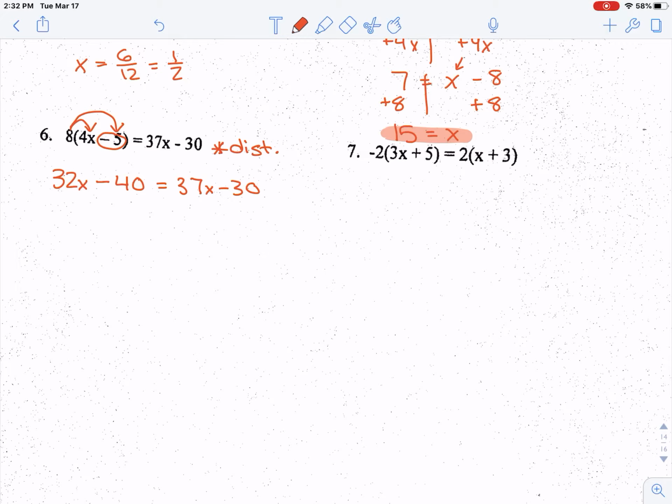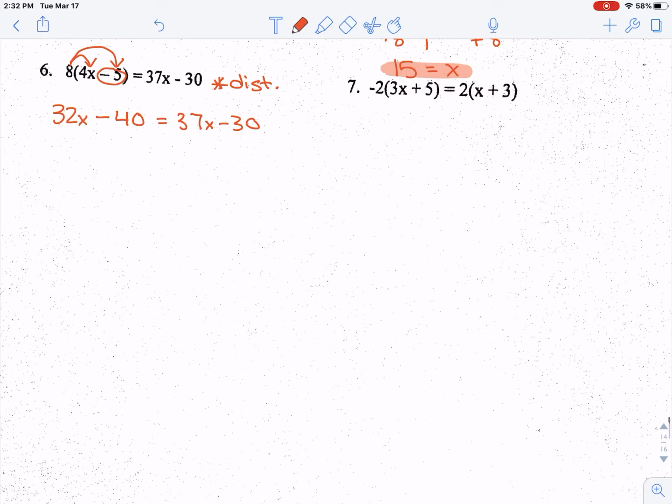And now we are ready to combine our terms. So again, I'm going to start by subtracting 32x on both sides, so I get a positive number for my x. Again, I know I keep repeating myself, but you could have done it the other way as well. So we would get negative 40 is equal to 37x minus 32x is 5x and minus 30. So again, I want to get that 5x by itself. So I'm going to add 30 to both sides to undo subtracting it.